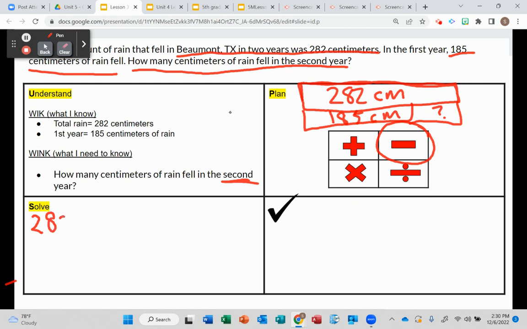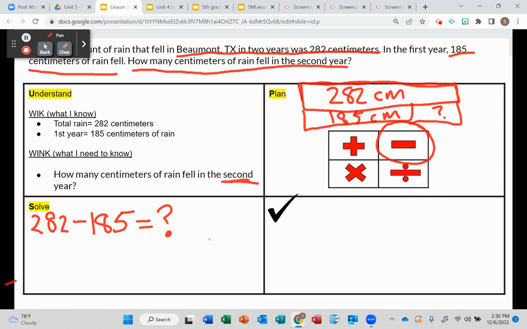So I have 282 centimeters in both years, right? And I'm going to go ahead and take away 185 centimeters to figure out how much is in the second year, right? So I'm going to go ahead and subtract. That is how I'm going to solve.